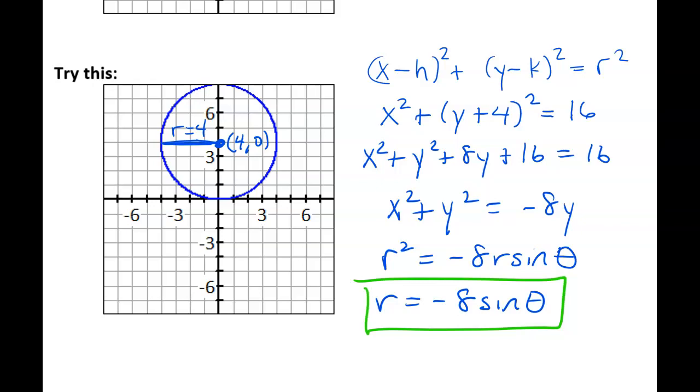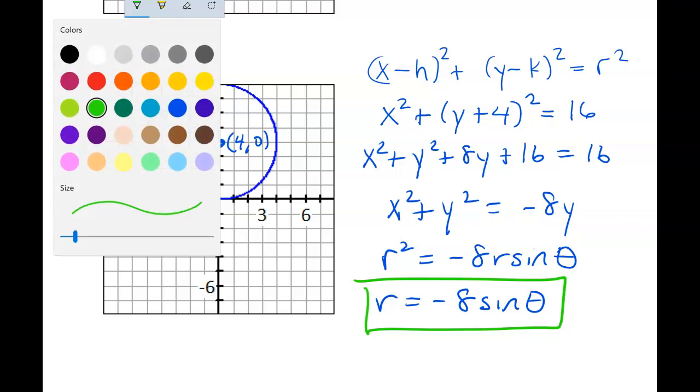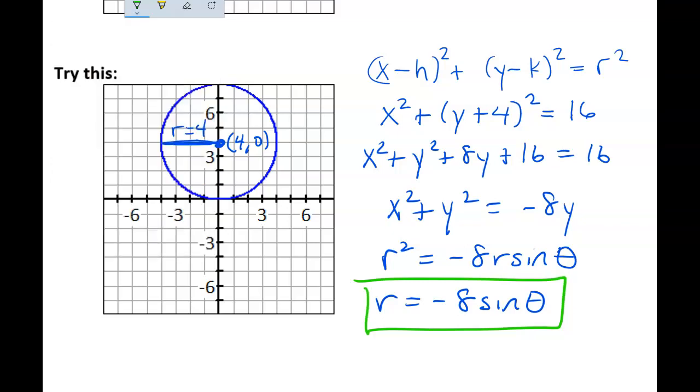Oops, you know what? I misdid that one. I'm going to correct this one. k was 4, so that actually means that this should have been y minus 4. That's going to change that to minus, and that's going to change it to plus when we move it to the other side. So the equation should be r equals 8 times the sine of theta. And that's it for this lesson.